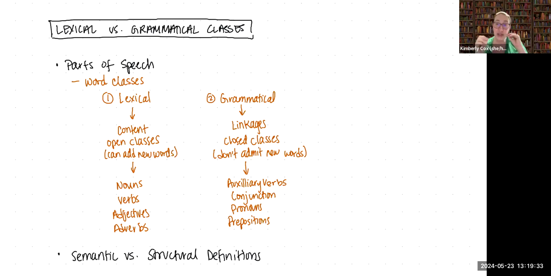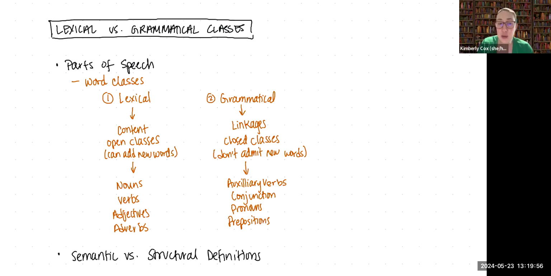So that distinction between closed and open classes is really important, as is that difference between content and linkage. Talking about word classes allows us to get a little bit more specific in terms of how we're identifying and thinking about those forms that we attach to parts of speech.